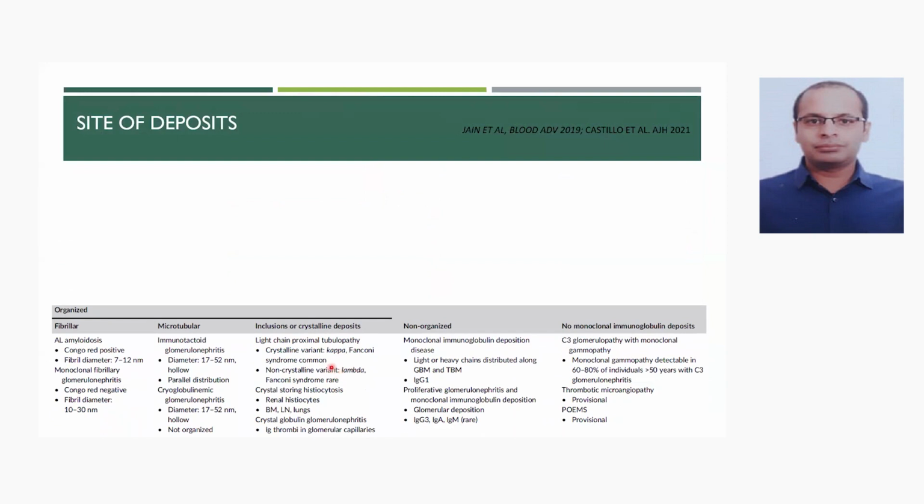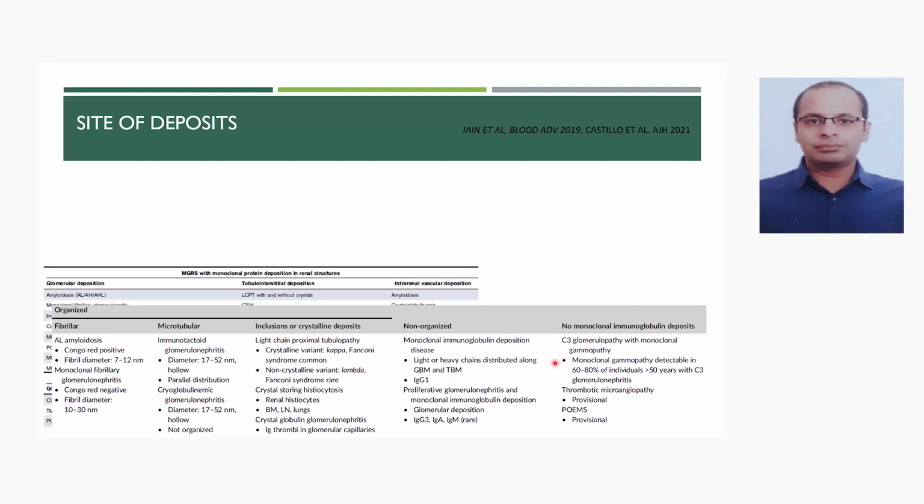Here, the deposits can be seen anywhere in the kidney. They can be organized or non-organized deposits. Organized deposits can be AL amyloidosis, fibrillar, or microtubular like immunotactoid glomerulonephritis or cryoglobulinemic glomerulonephritis. There can be inclusion of crystalline deposits like light chain proximal tubulopathy or otherwise. Non-organized, like monoclonal immunoglobulin deposit, that is LCDD. So this is one of the commoner things, otherwise occasionally there can be no monoclonal deposits.